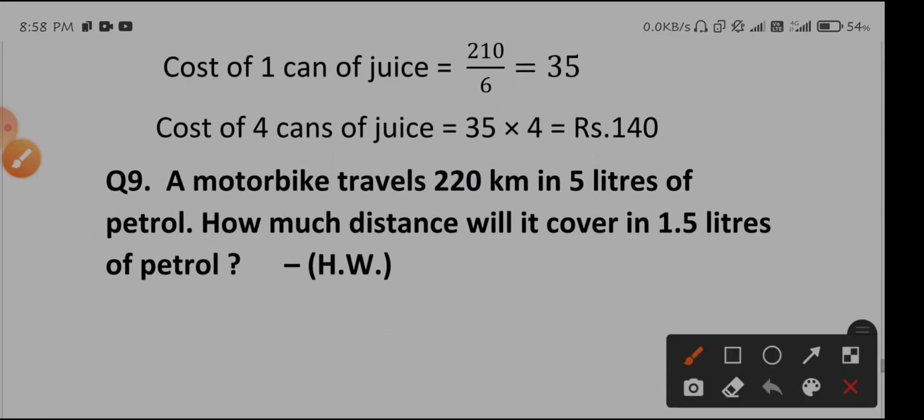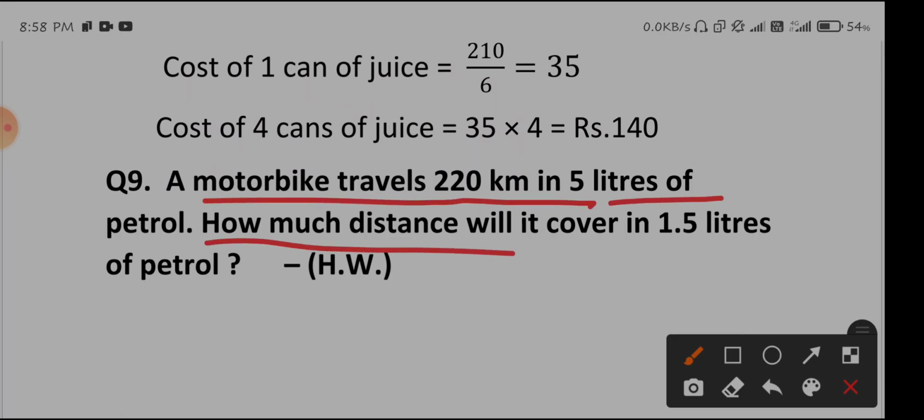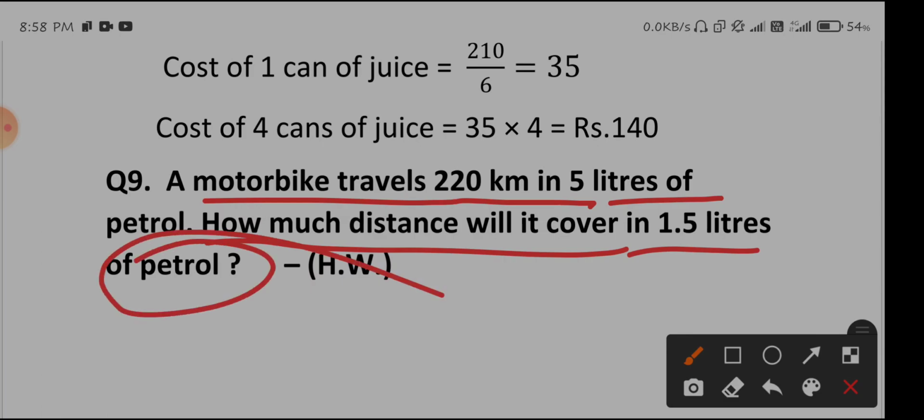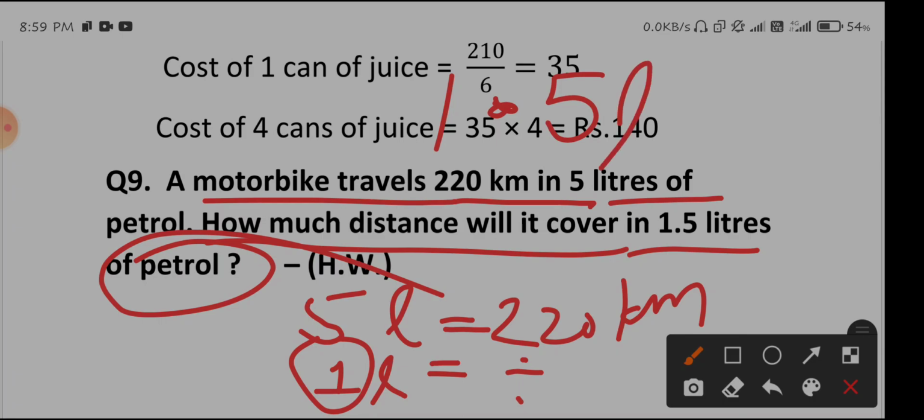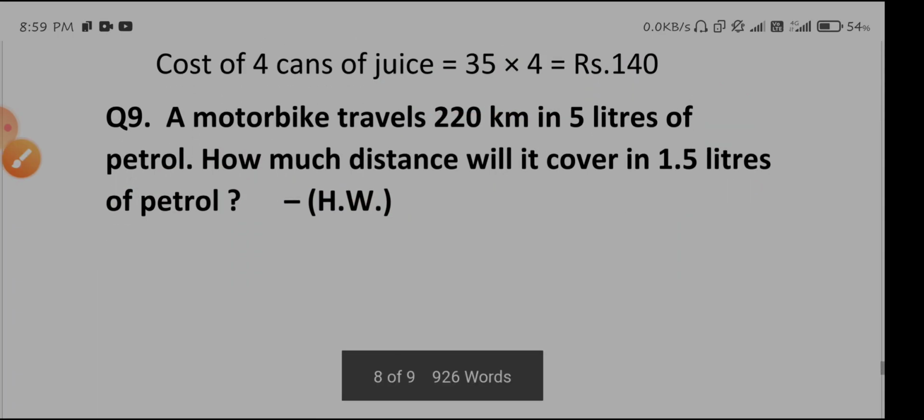Then question number 9. A motorbike travels 220 km in 5 liters of petrol. How much distance will it cover in 1.5 liters of petrol? As it is given for 5 liters, how much? 220. So first of all you have to find for only 1 liter. To find for 1 liter, it means we will divide. After finding for 1 liter you have to find for 1.5. The answer that comes, you have to multiply it by 1.5 liters. It's the same as question number 8 only.